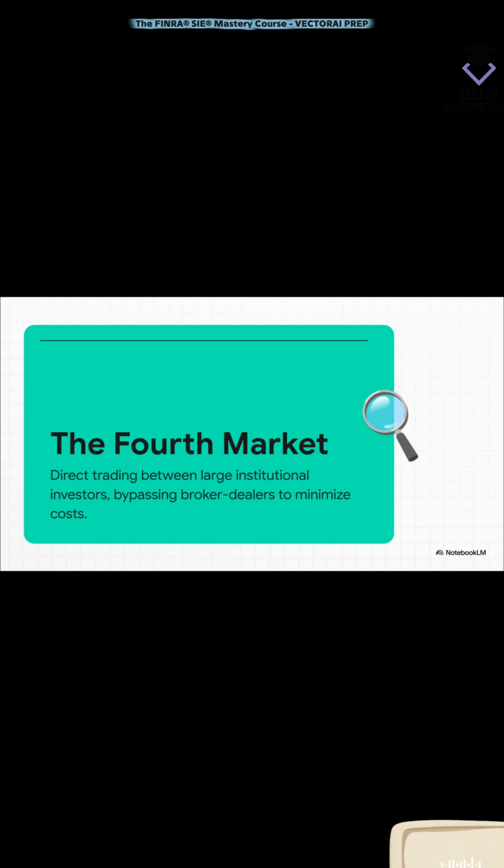And last but not least, we have the fourth market. The easiest way to think about this? It's the wholesale club of the financial world, like Costco for stocks. This is where massive institutions, pension funds, mutual funds, trade directly with other massive institutions. They completely bypass the brokers to cut down on costs. This is the deep end of the pool, where the biggest of the big players operate.